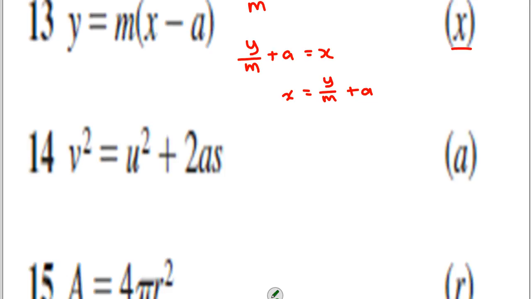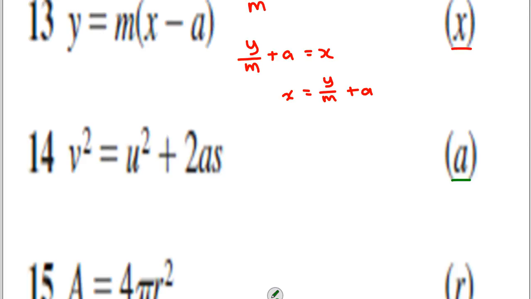Now, same thing, we're back to like physics, distance, motion, mechanics formulas. V squared equals U squared plus 2AS. They want us to find the acceleration. So, what is this, number 14?